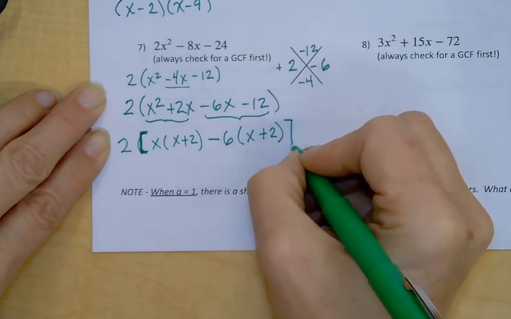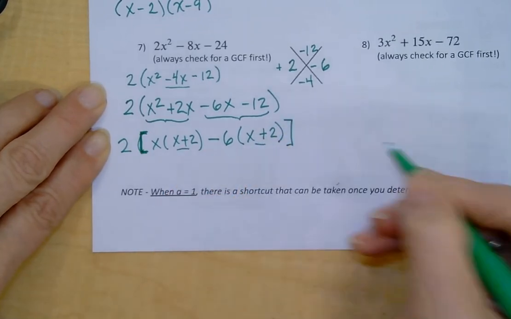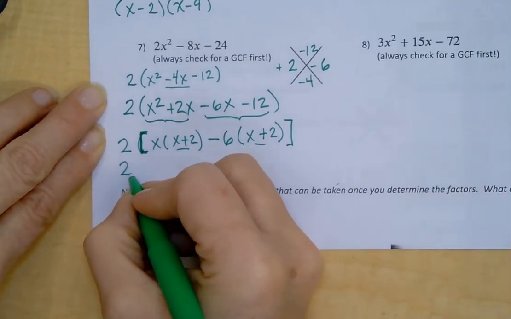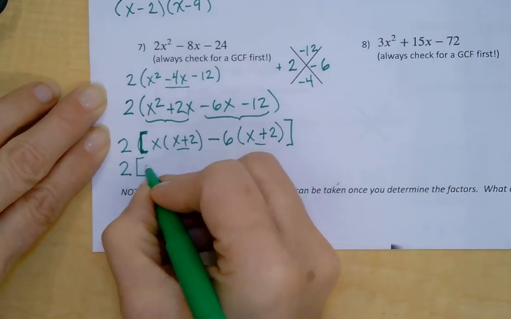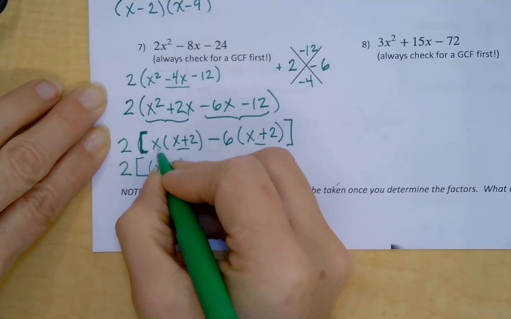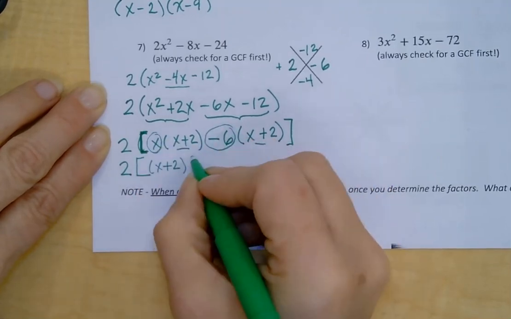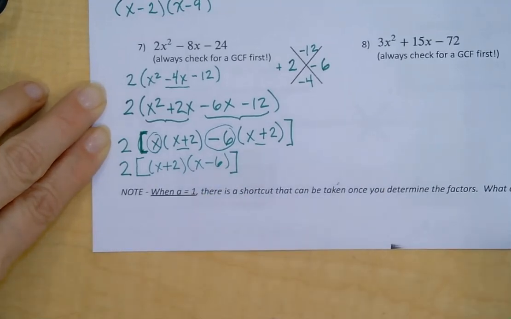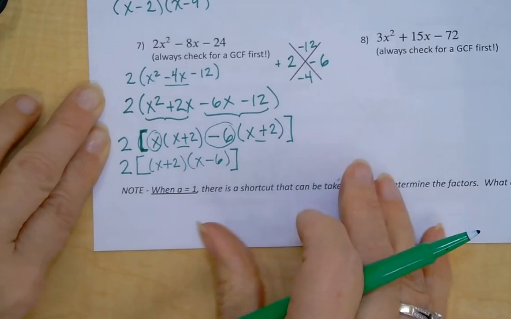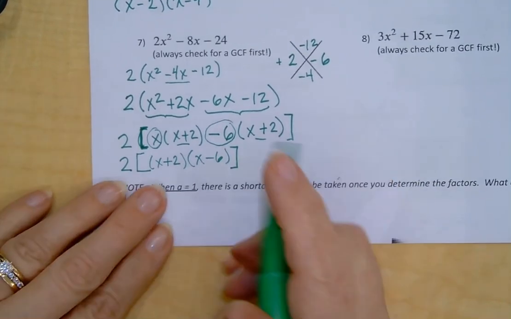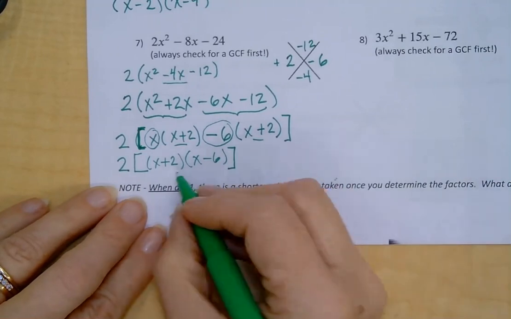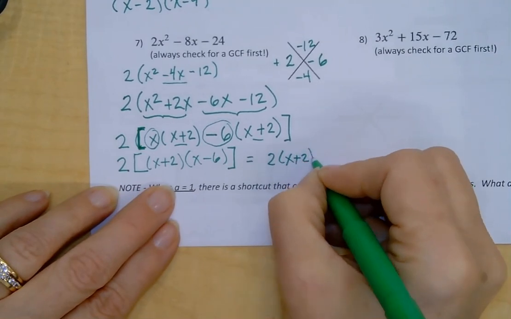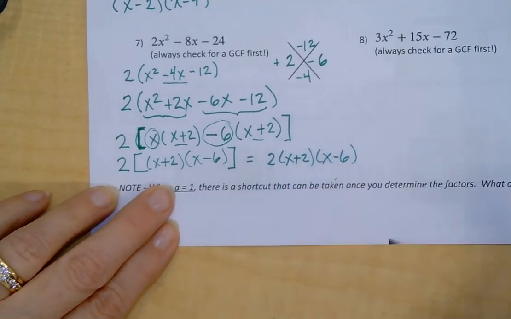Okay, so I have found a matching binomial that I get to pull out. Do not lose your 2. 2 still there. And then I'm going to say I have x plus 2. And what did I leave behind? x minus 6. Okay, you don't actually need those brackets. I just had them there so that we could keep the 2 all the way on the outside and see what we were working with in the middle. So in the end, I would probably write this as 2 times x plus 2 times x minus 6.